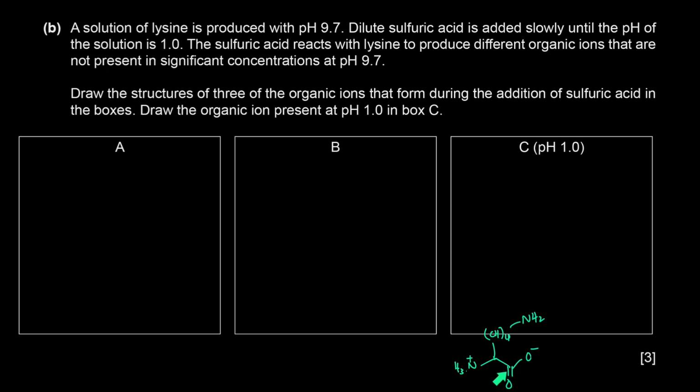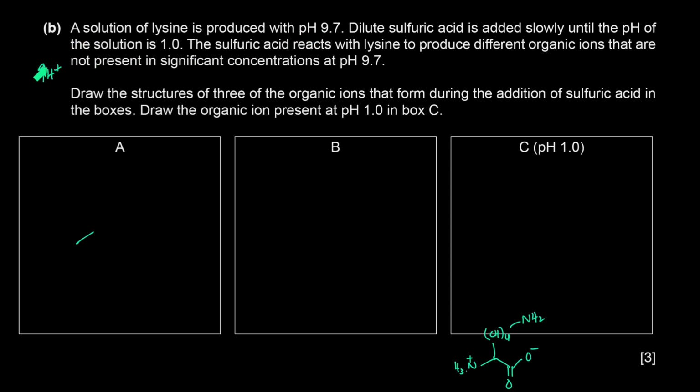Now again, this is the zwitterionic form of lysine at pH 9.7. That's the isoelectric point, so it's neutral. It doesn't have a net charge at pH 9.7. Now as I decrease the pH, that means I'm increasing the H+ concentration. Now I'm going to have a cation because the pH is below the isoelectric point.